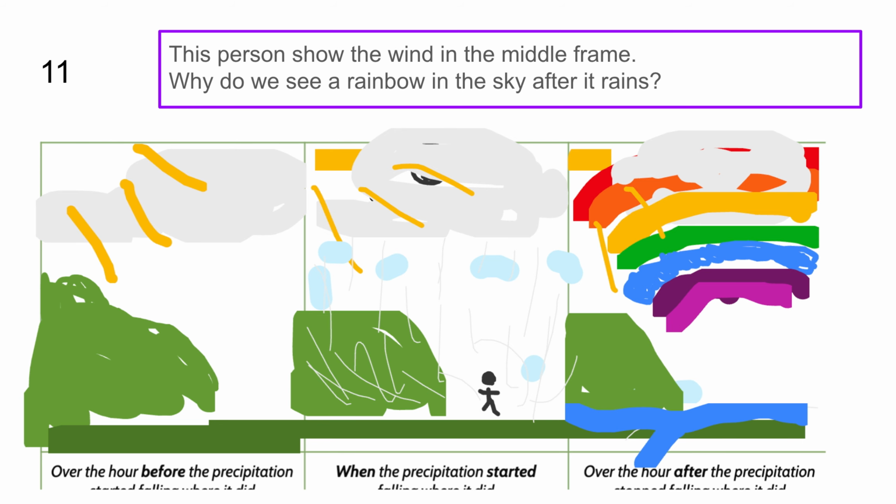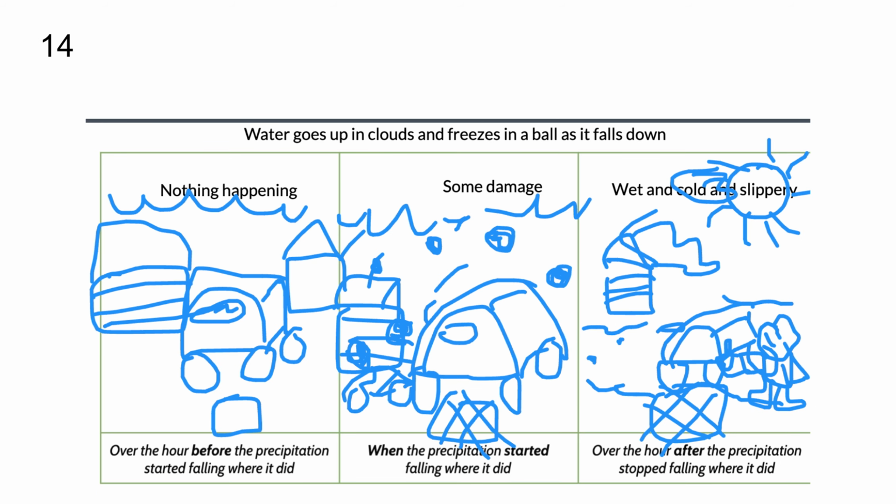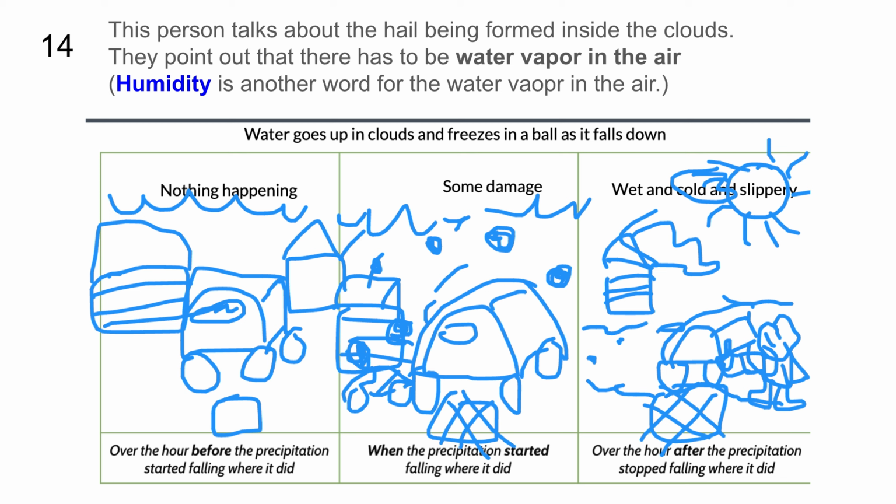Why do we see a rainbow in the sky after it rains? It's another question. And on this one, this person talks about how the hail is formed inside the clouds. They point out there has to be water vapor in the air, and humidity is another word for the water vapor in the air. So that's something we could show on our particle level representation, right? Show clouds, show the changes from water vapor to ice to big chunks of ice that are hail.